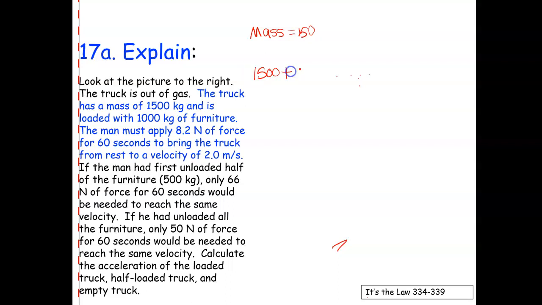Going to be the 1500 plus the 1000 to get the total mass. So we know that the mass is 2500 and that he has to apply a force of 8.2 newtons. So we're going to use our formula, F equals ma. And so we substitute in our mass is 2500 kilograms.